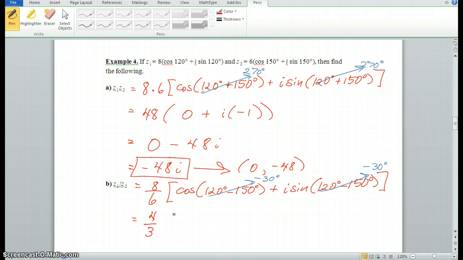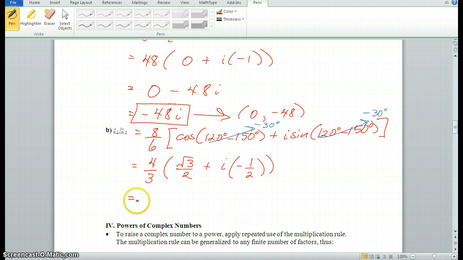So 4/3, of course, as we simplify 8/6. The cosine of positive 30 degrees is radical 3 over 2, but so is the cosine of -30. It's a fourth quadrant angle. Cosine of 30, of course, is positive as well in the first quadrant, plus i times the sine of -30. So the sine of positive 30 is a half, but this is in the fourth quadrant, so -1/2.